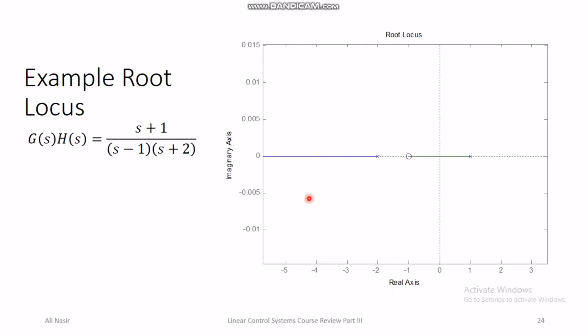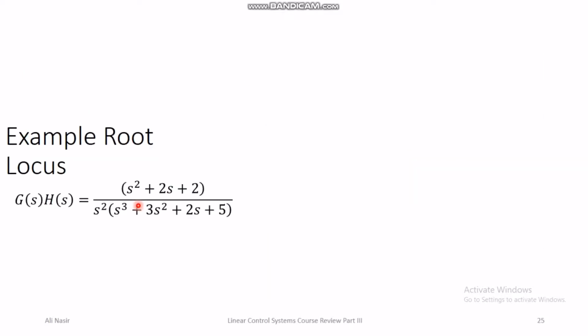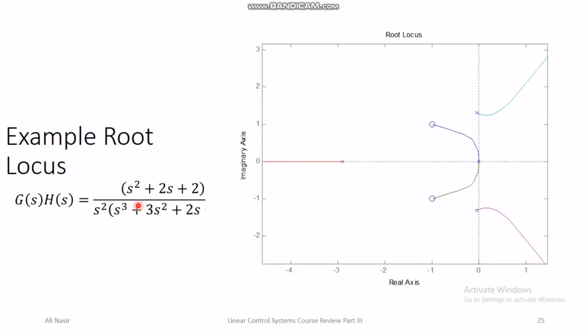Alright, so for an example of root locus, we can look at another example where we have here 5 poles, 2 of the poles at the origin and 3 poles as the solution of this third order polynomial, and there are 2 zeros. You can see here that 2 zeros and 2 poles at the origin break away right at the origin and go to the zeros.